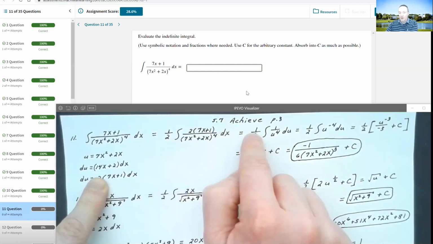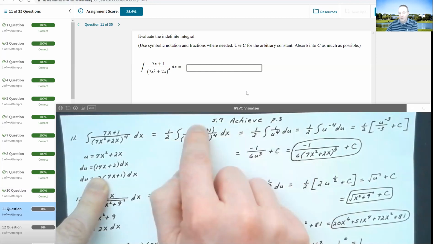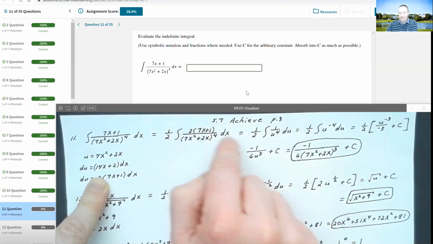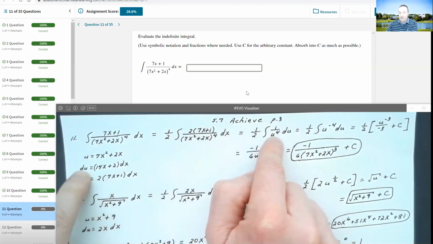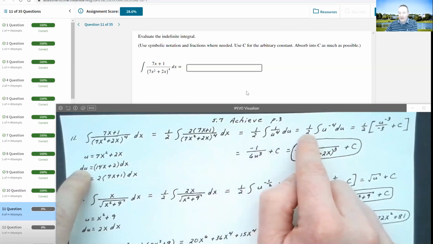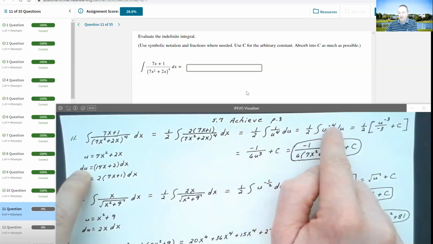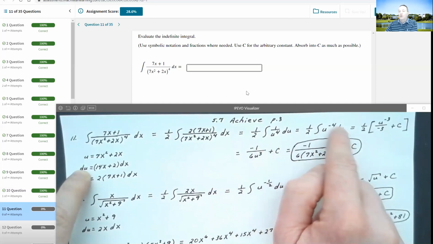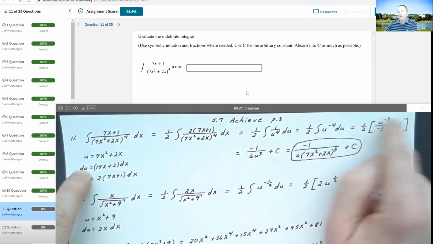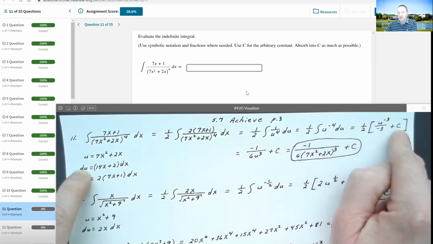So that's going to give me 1/2 the integral. All of this numerator and the dx becomes du. And then my denominator is just u to the 4th. So I have 1/2 the integral of u to the -4 du. When I integrate that, I'll get 1/2 u to the -4 goes to u to the -3 divided by -3 plus the constant of integration.